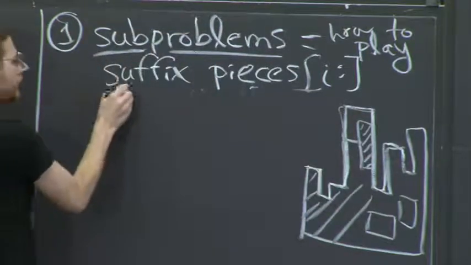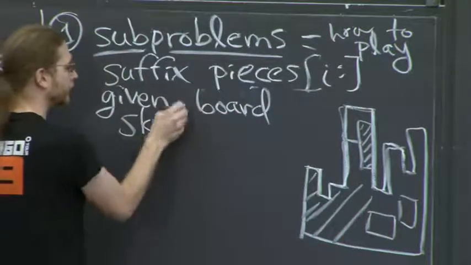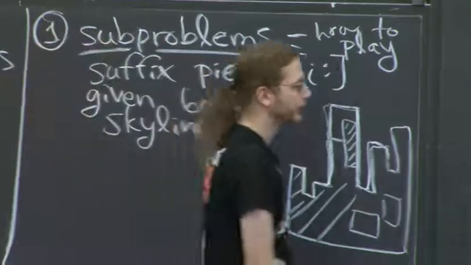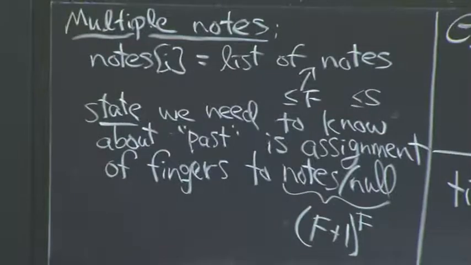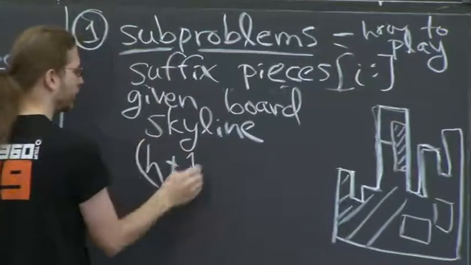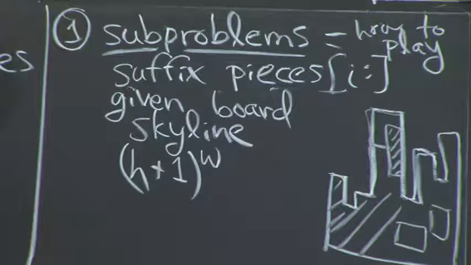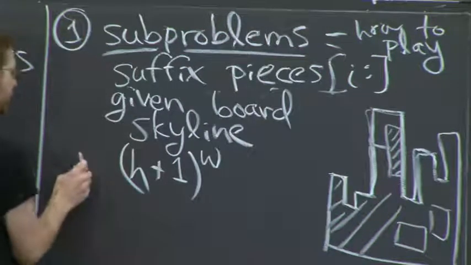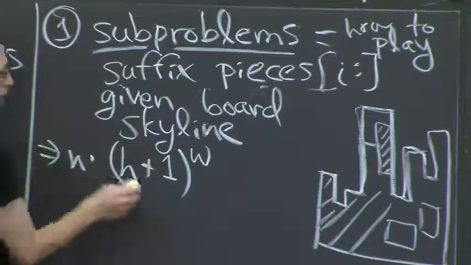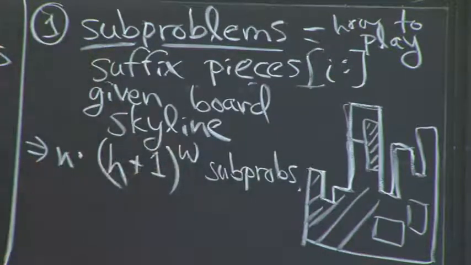So I should say, given the board skyline, now, how many choices are there for that? It's quite similar to this function for fingering. Let's see. There's the height of the board, different choices. There's going to be h. For each column, it could be anywhere between 0 and h. So I guess h plus 1. I get technical. And then we raise it to the power w, because there's w different columns, and each of them is an independent choice. So there's going to be n times that many different subproblems. And here's where I need that w is small, because this is exponential in w. So it's reasonable in h, but it's exponential in w.